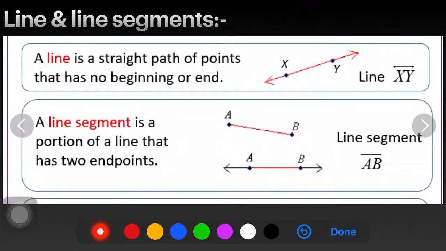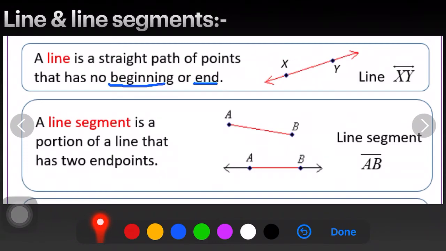Students, our next concept is line and line segments. Now students, line and line segments both are different. First see what is a line. A line is a straight path of points that has no beginning or end. It does not have any beginning or any kind of end. So whenever you draw a line in your notebook, it will extend till the edge of the pages of the notebook. There is no limit.